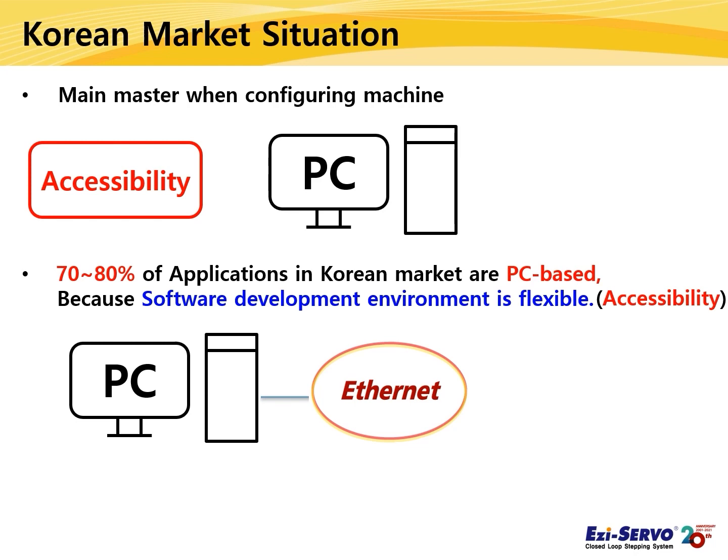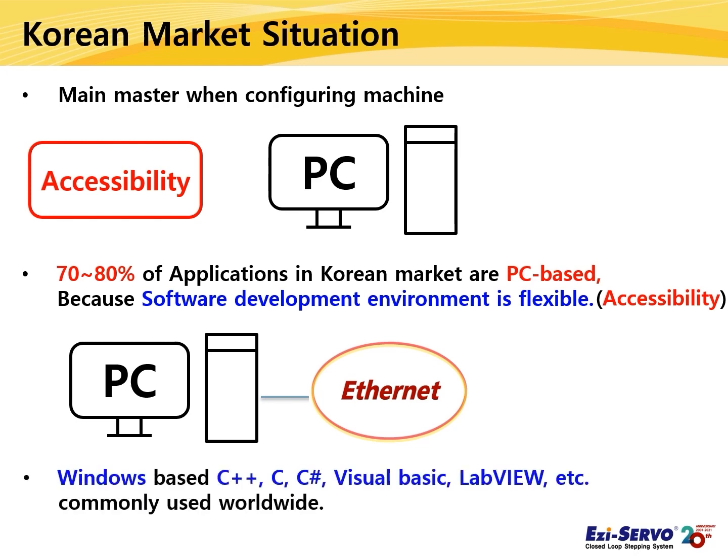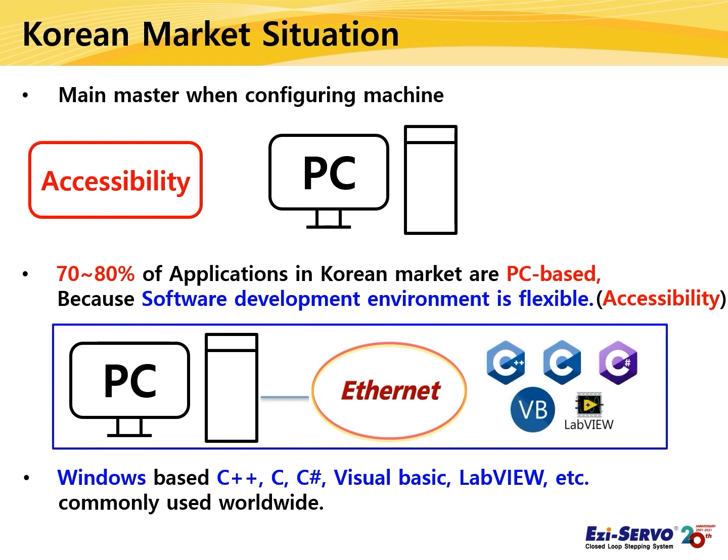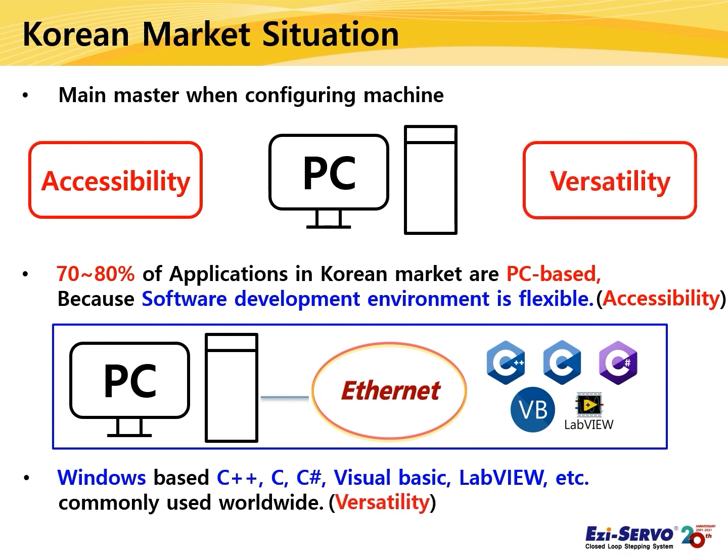In addition, the most widespread software development environment in the world is PC, and Windows-based C++, C, C#, Visual Basic, LabVIEW, etc. can be used commonly. Thus, it has good versatility. Therefore, FASTECH Ethernet products provide an API for these programming languages, making them ideal for various customers' software development environments. Like this, when configuring the machine, FASTECH's Ethernet products are used as a suitable solution in the Korean market that accessibility and versatility are important.